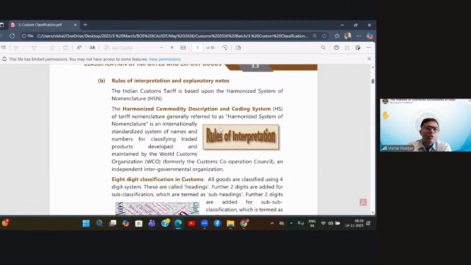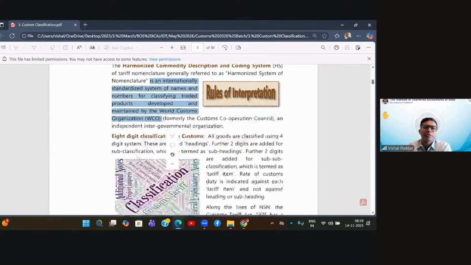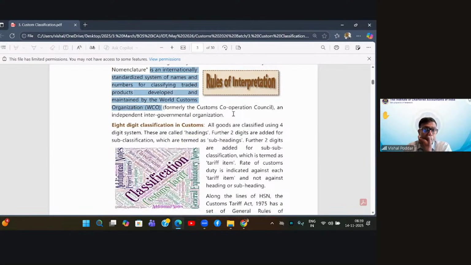Now, in order to determine where your goods are falling, you have to apply the rules of interpretation. What are the rules of interpretation? Now, our Indian customs tariff and the excise tariff, and now even the GST rate schedule, are all based on the HSN given by the WCO. So what is HSN? HSN is the internationally standardized system of names and code numbers given for products, and this is developed by the WCO, World Customs Organization, which was earlier called the Customs Cooperation Council.